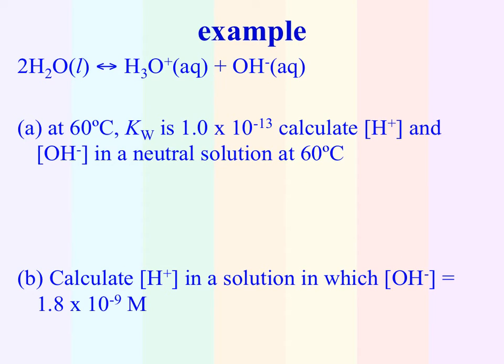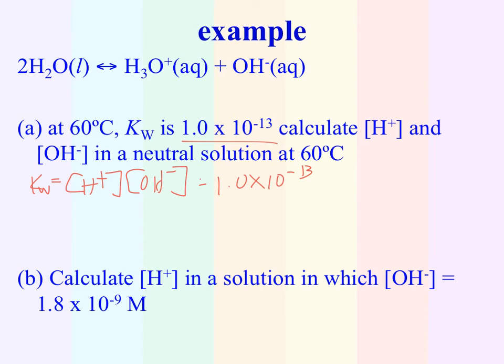So we know that our constant at 60 degrees C here is 1.0 times 10 to the negative 13. We want to know the concentration of H plus and OH minus for a neutral solution at this temperature. We know that H plus times OH minus is going to give us that Kw value. Notice this Kw value is at 60, so it's a little different than what we saw at 25 degrees C. But that's going to be equal to 1.0 times 10 to the negative 13th.